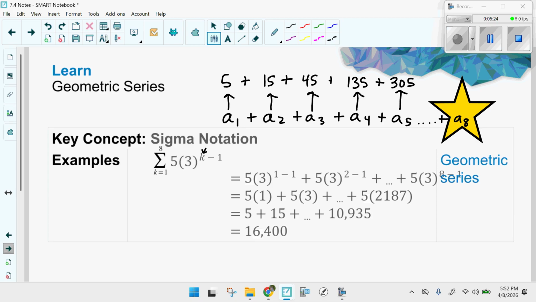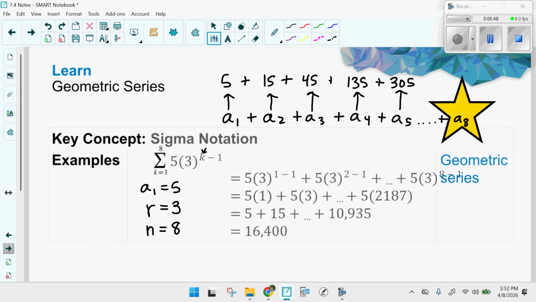But luckily, just like we saw on the previous page, we do have the ability to use one of those sum formulas so that we can add this together a little quicker. So in this sequence, I can find out that the first term is going to be 5. The R value is going to be 3. And then I also know the number of terms from 1 to 8 is going to be 8.